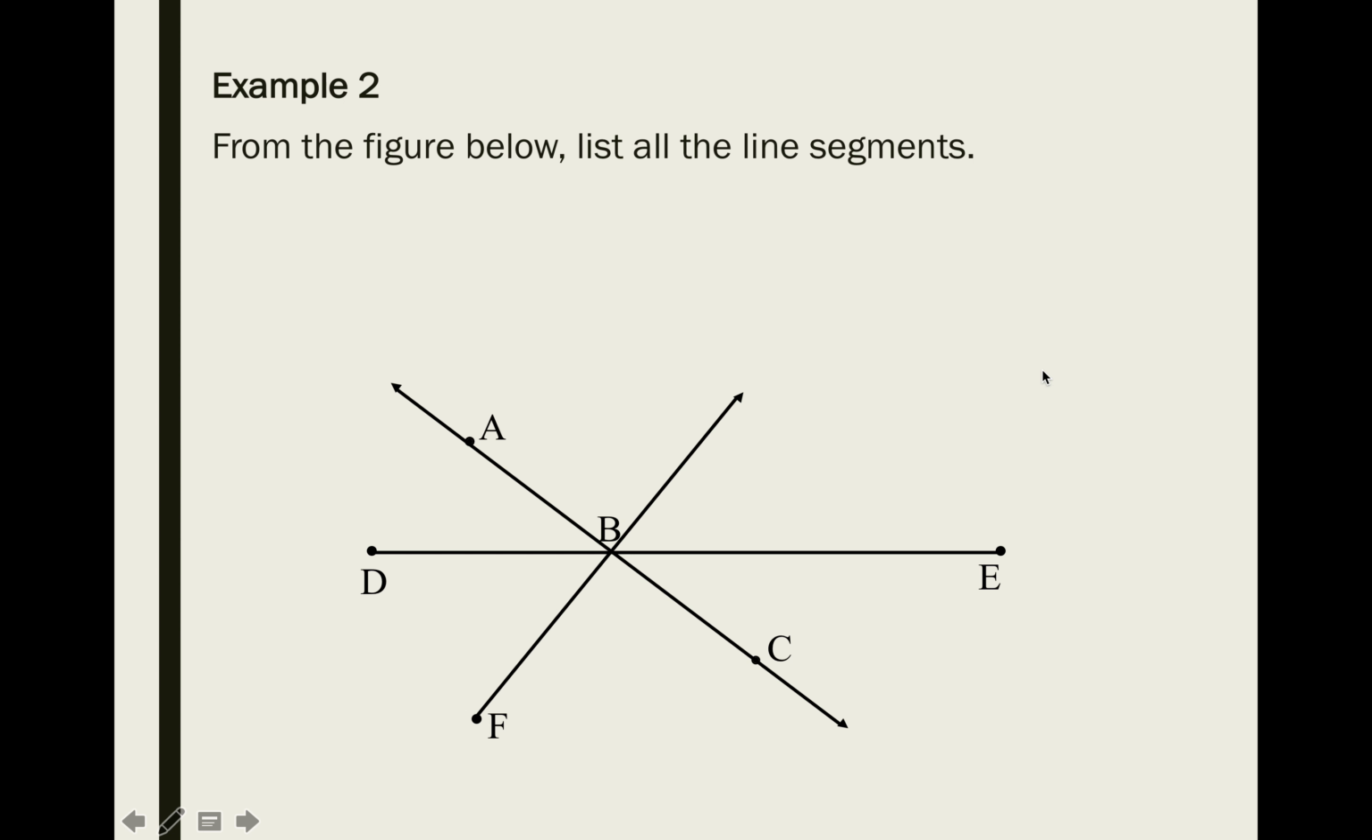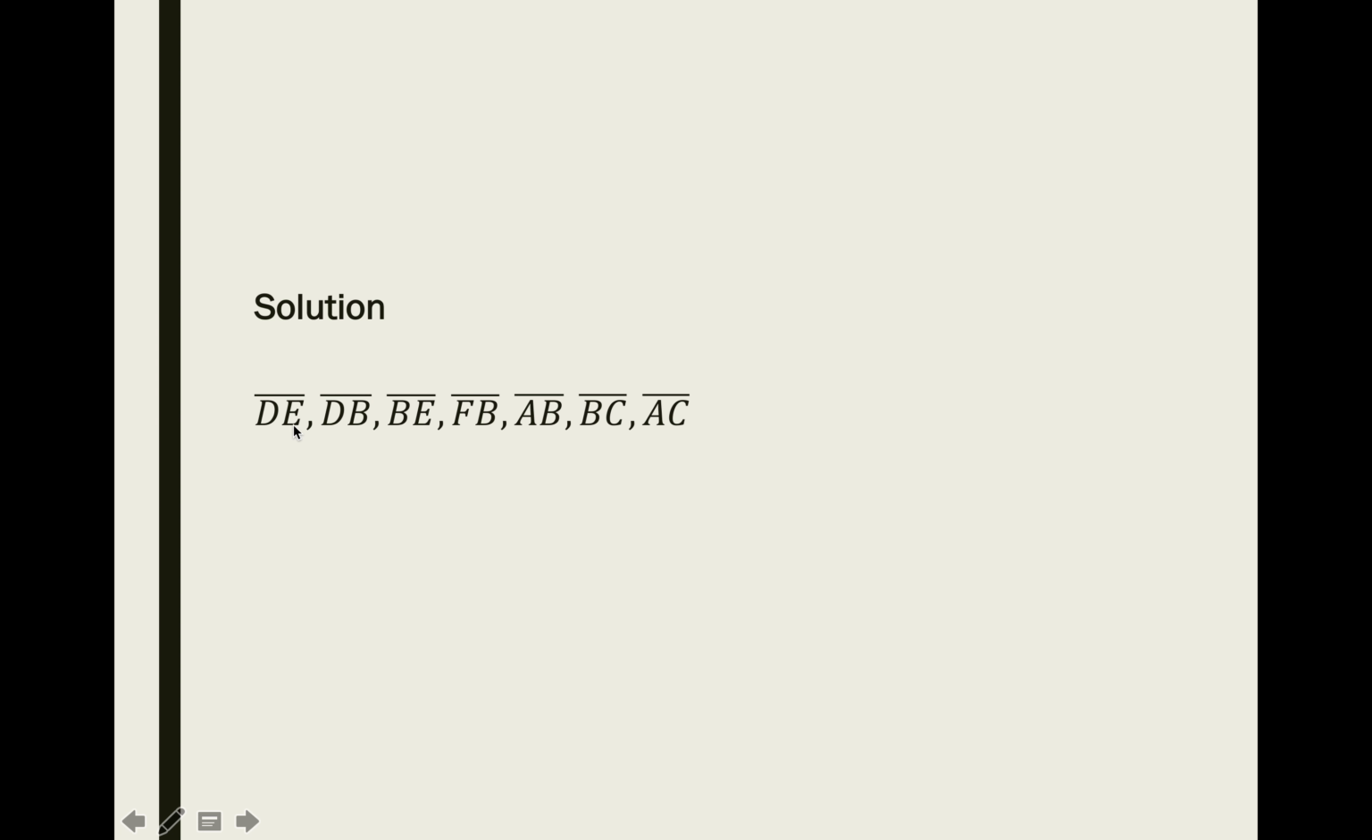The answers on the other slide are going to be a little bit different because they started off with the left and went in. But for the most part, everything that I just mentioned is right here on this slide. So DE, DB, BE, FB, AB, BC, and AC. So again, it's a line segment. We know that because the line on the top does not have any arrows.